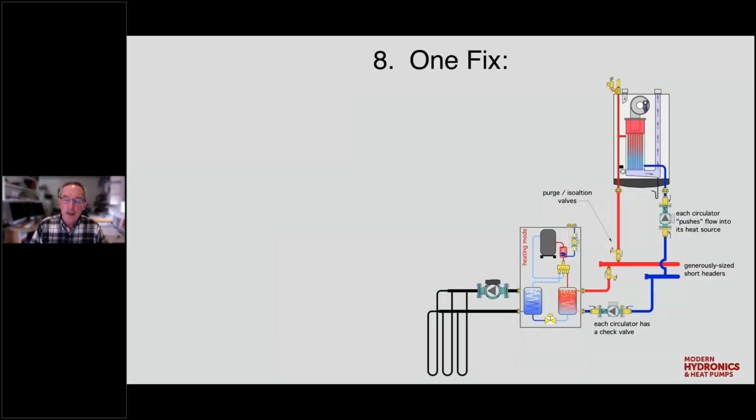Here's one fix. This is a parallel situation. The boiler and in this case, the water-to-water heat pump are set up in parallel. Either heat source could operate by itself, or they could both operate together. Each one of them has its own circulator with a check valve. The check valve's important because without the check valve, you'll have reverse flow through the inactive heat source when the other heat source is operating. And then you want some kind of isolation and purging valve on the pipe leading from the heat source back to that common header system.